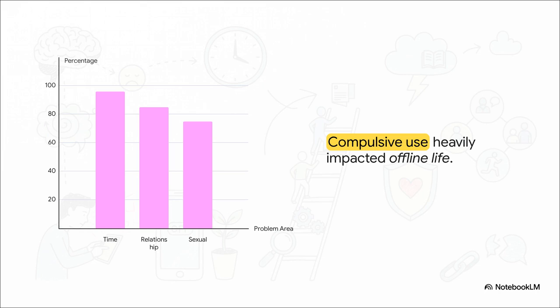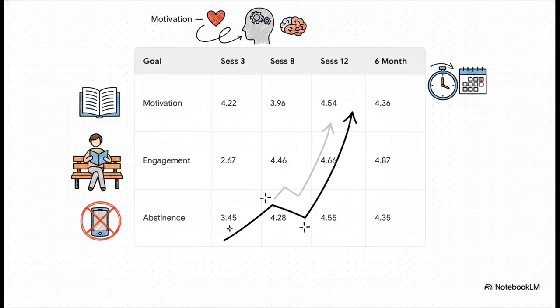Furthermore, 85% reported relationship problems, 75% reported sexual problems, and 71% had serious issues at work. This data clearly proves that compulsive internet use severely damages multiple, really vital areas of a person's real offline life. Okay, so the big question, did the therapy actually work?